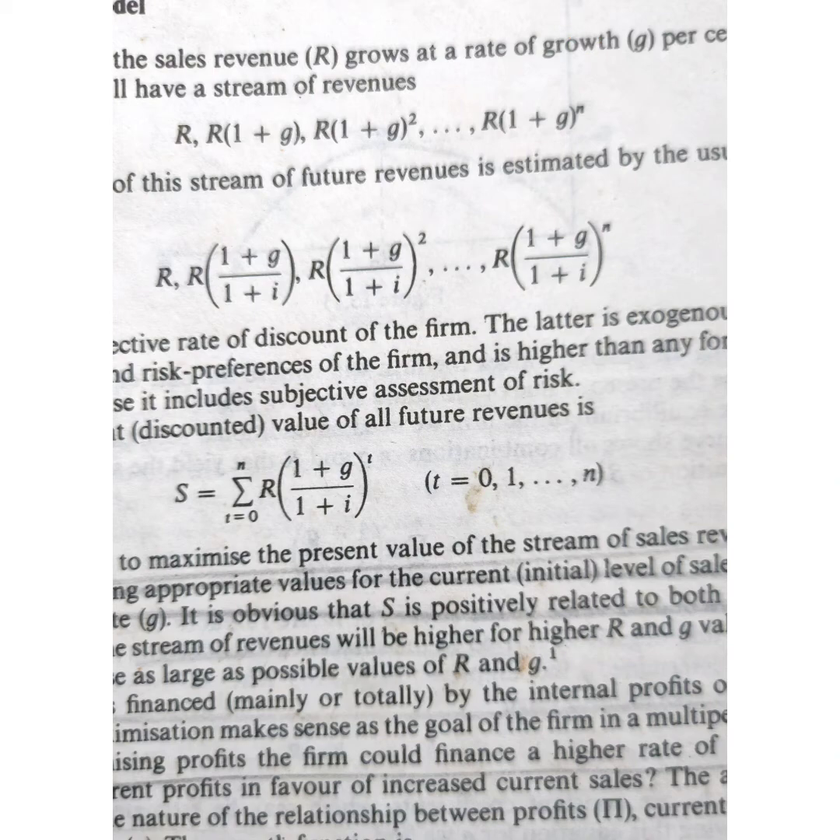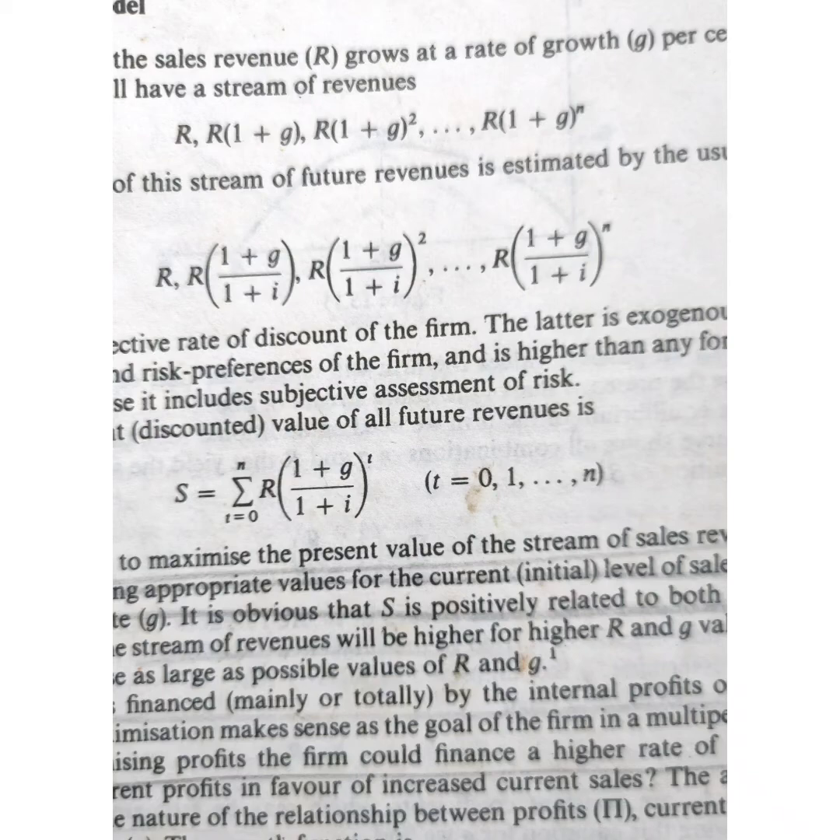Now we have to find out the present value of the stream of the revenues. For that we are using the very familiar discount formula, that is R(1+g)/(1+i), R(1+g) squared/(1+i) squared, and R(1+g)^n/(1+i)^n. That means from the first year to the n number of years for which it is working. Here i is the subjective rate of discount of the firm. Every year the discount will be applied.